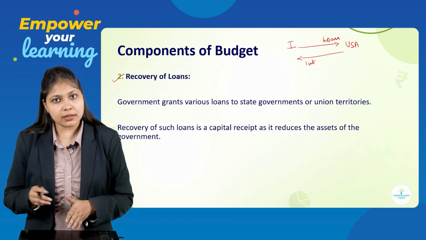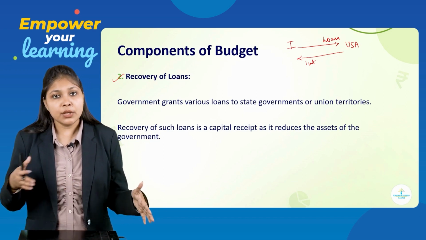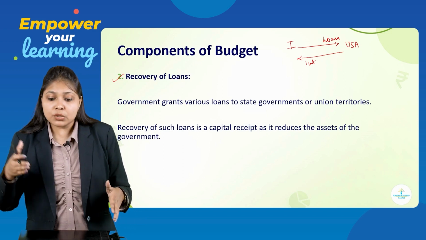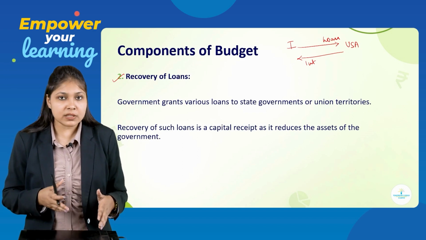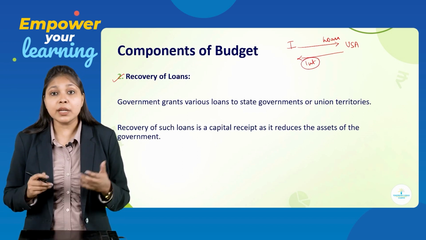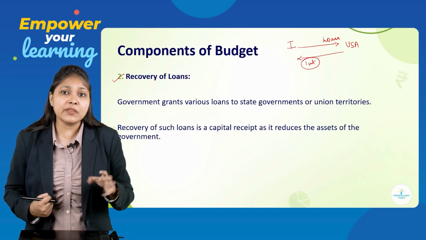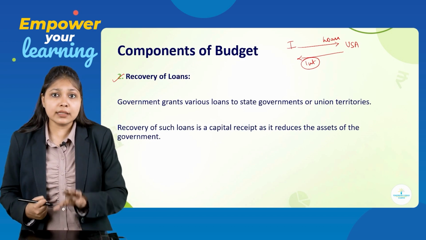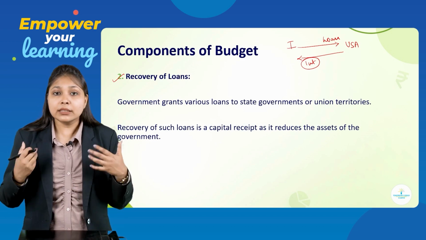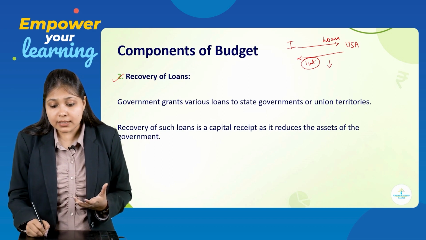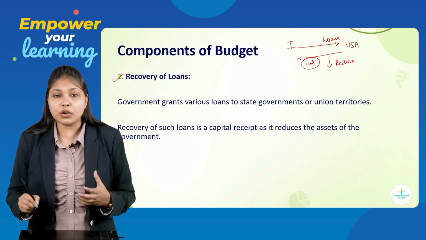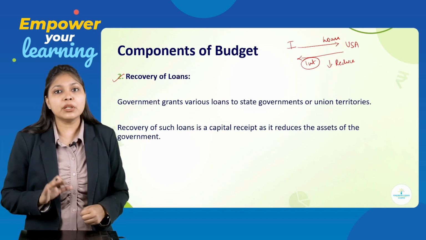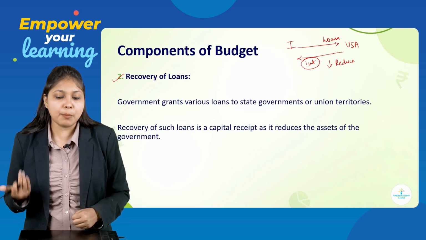Of course, since USA has borrowed a loan from India, USA will have to repay the entire amount, that is the principal amount, with interest. With that interest, India is receiving money, and this interest is nothing but an asset for our country, because every month we are receiving a certain amount of money. It's an income for us. It's an asset for us. So that is why it is a type of capital receipt, because this is going to get reduced. The asset of the Indian government is getting reduced because now USA is going to completely repay their loan.